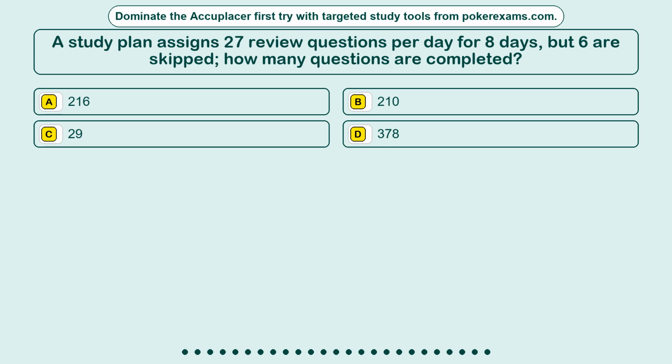Question 1. A study plan assigns 27 review questions per day for 8 days, but 6 are skipped. How many questions are completed? Option A, 216. Option B, 210. Option C, 29. Option D, 378.